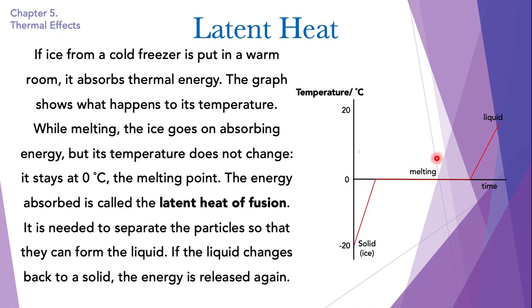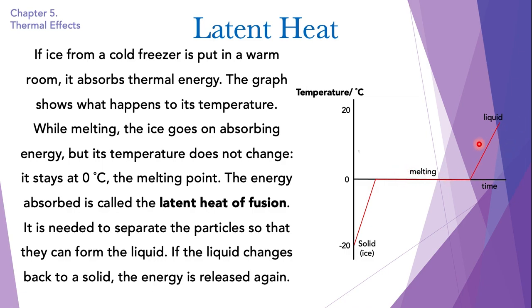So this is a graph here which shows what happens to its temperature. While melting, the ice goes on absorbing energy, but its temperature does not change. It stays at 0 degrees centigrade, which is the melting point. The solid ice temperature increased from -20 to 0 degrees centigrade, and this is the point where the melting occurs.